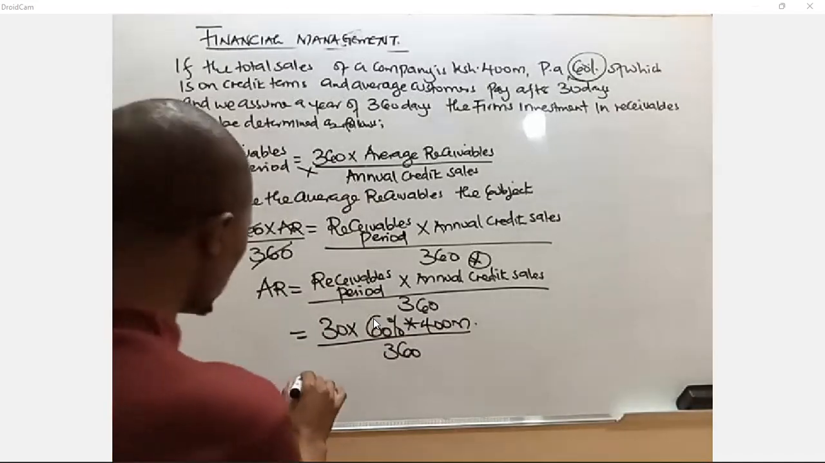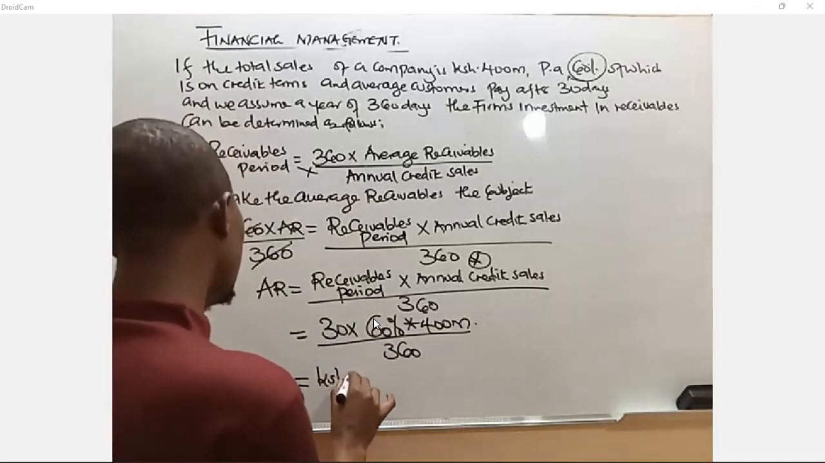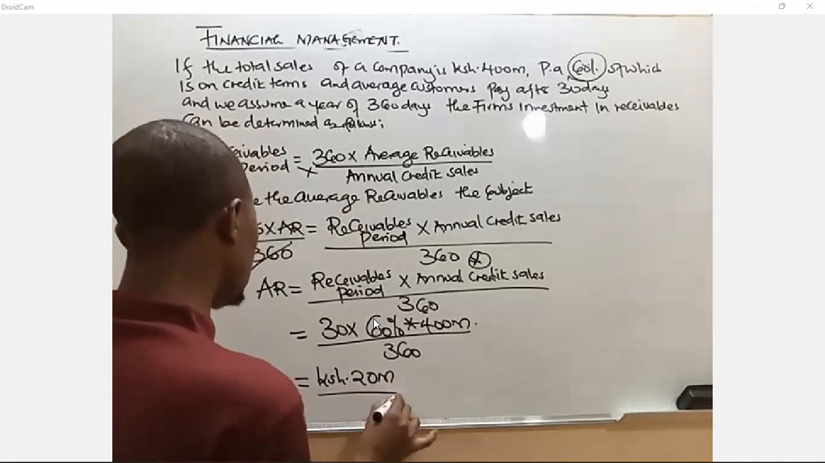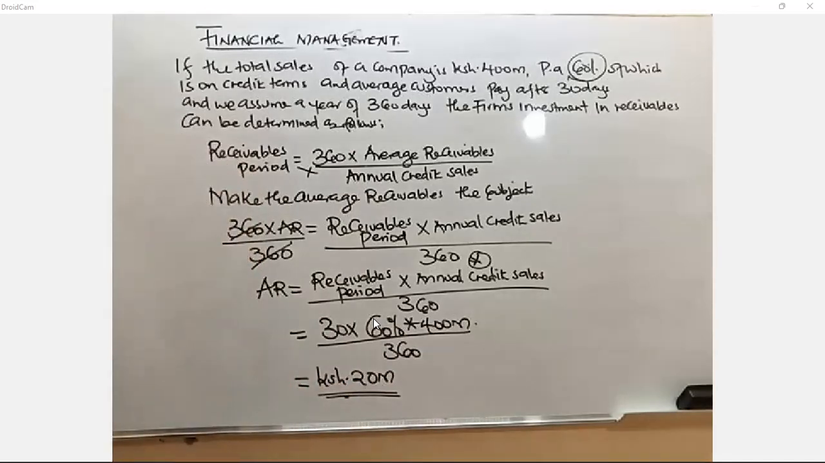The average receivables should be 20 million. That is how you normally get those kinds of questions. That is how you can be able to sort it out.